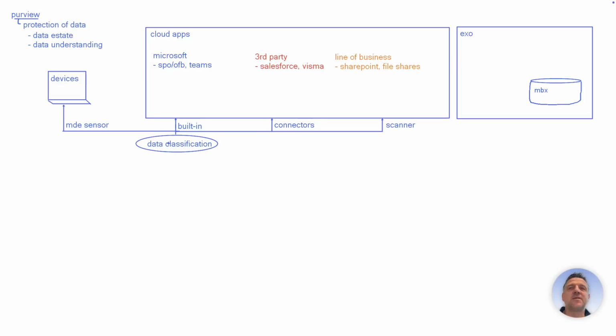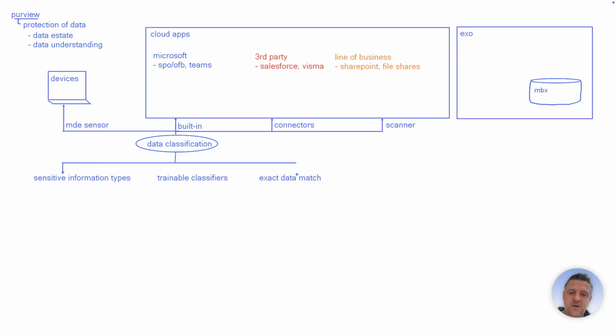So in Purview, we first need to tell where our organizational data is. This is the data estate. And then we need to understand the data. And if we need to understand the data, we have different options. One way to understand data is by implementing something called sensitive information types. Another way is by making use of trainable classifiers. And yet another way is by implementing something called exact data matching.